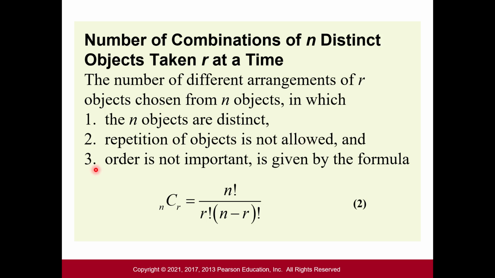And then number 3, order is not important this time. And so notice our new formula. This is different from our permutation formula because of this factor of r factorial. So that was new. So we have n factorial on top. We still have n minus r factorial on bottom, but now we have times an r factorial on bottom.